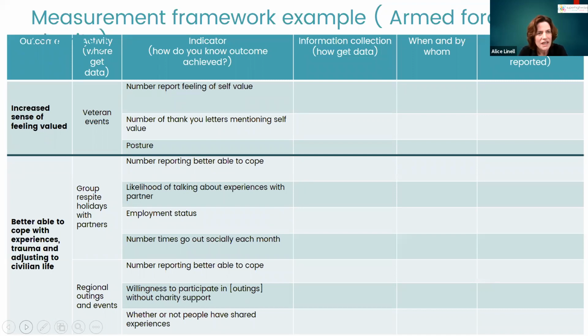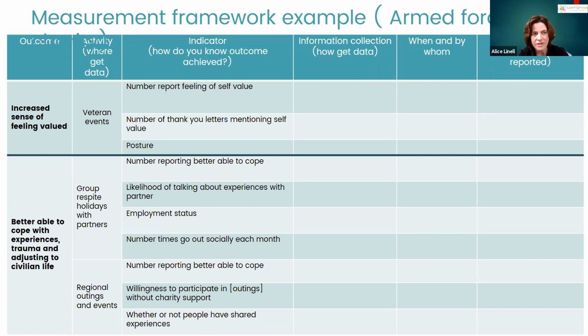So you can see here, well, I don't know if you can see, it's hard to read, but the first column is an outcome column. For this charity, they've got 2 outcomes they're hoping to achieve. They're hoping to achieve an increased sense of feeling valued amongst their beneficiaries, and they're hoping that their beneficiaries will be better able to cope with the experiences and trauma of adjusting to civilian life.